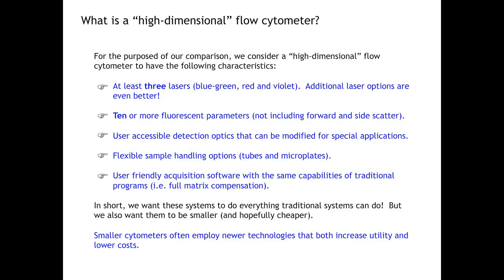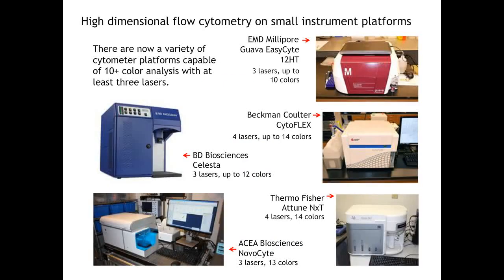We want to be able to modify our optics for special applications, as we're able to do on the larger machines. We'd like to be able to have flexible sample handling options, tubes or microplates. We, of course, want the software to be user-friendly and to do things like full matrix compensation. In short, we want these systems to do everything that the traditional machines can do, but we want it to be smaller and hopefully cheaper. And by employing newer technologies, this is now very possible.